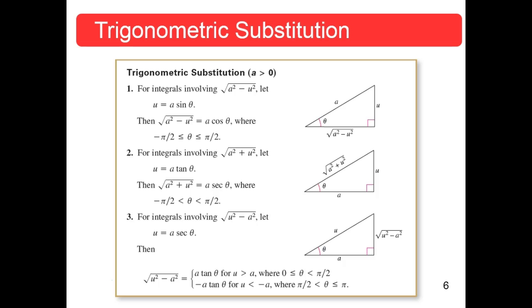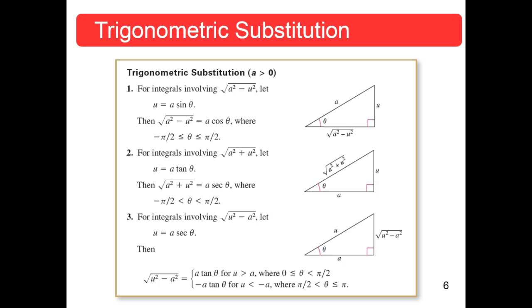And then if you've got this one, a squared plus u squared, use a tangent, okay? And if you let u equal a tangent theta, rewrite this as tangent theta is equal to u over a, right, again. But the tangent of theta is opposite over adjacent. And there you have it, and this thing here is your hypotenuse, the square root of a squared plus u squared, right? So that works out perfectly.